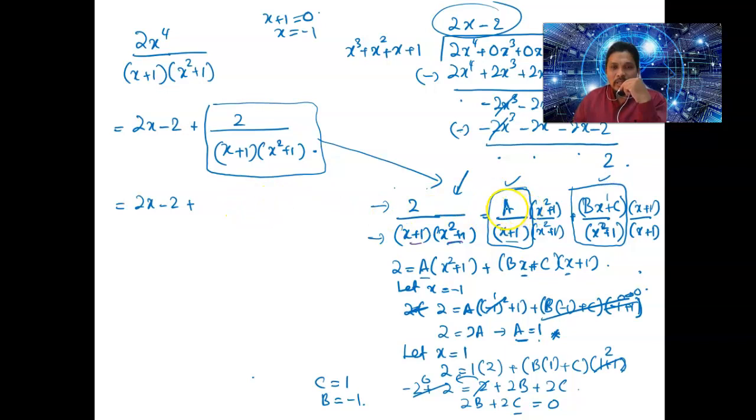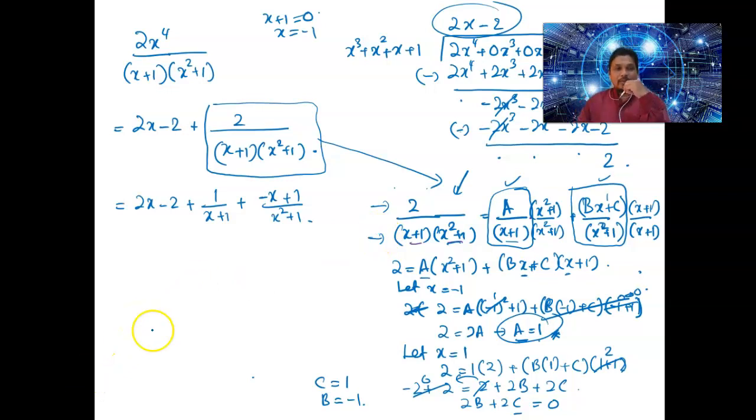So then A equal to 1, so then 1 over x plus 1, and B equal to negative 1 plus negative x, and C equal to 1. Negative x plus 1 divided by x squared plus 1. Okay.